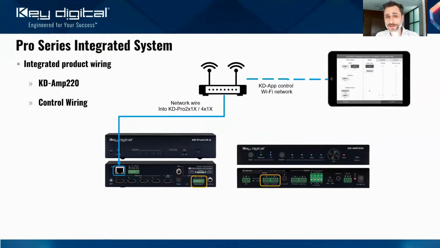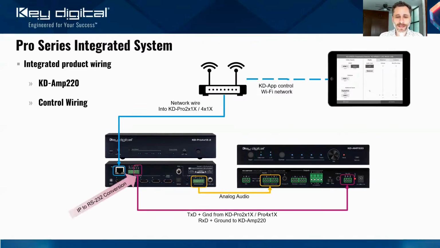If you just want switching, great. But if you have an amplifier, the controls come from your free KeyDigital app or the web UI, as I'll show you in a moment, and go in on the network port, of course, where the commands are then output on the Phoenix connector. So it is IP to RS-232 conversion and then being forwarded out of those pins, the transmit and ground pin, into the amplifier's control port. And of course, you could take the audio from the Pro Series switch into the amplifier as well.